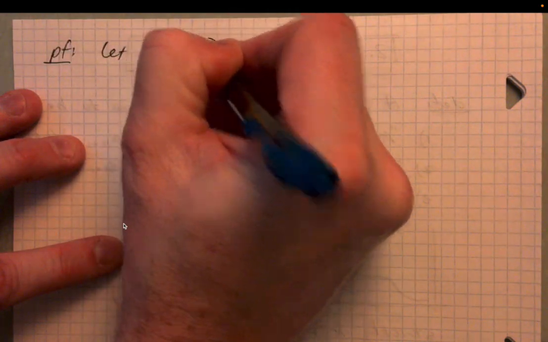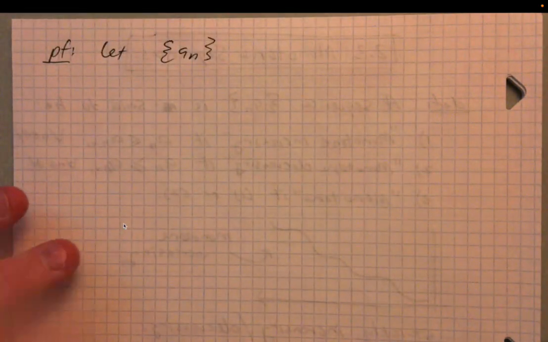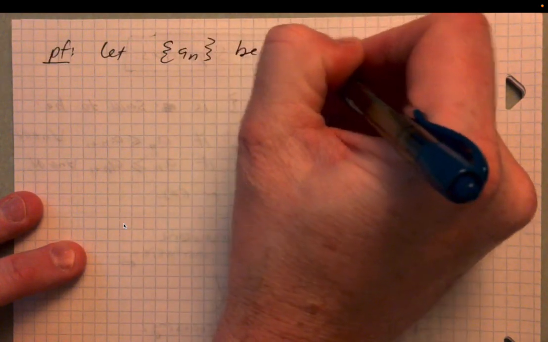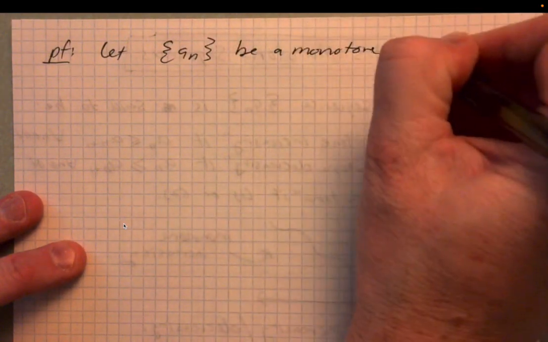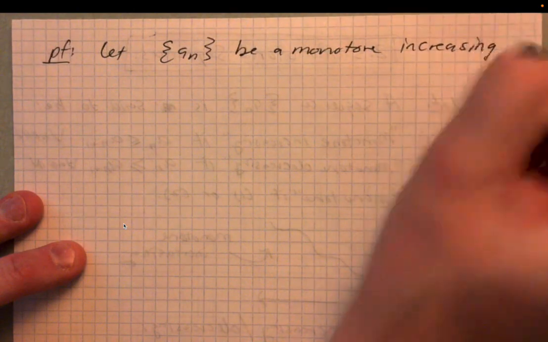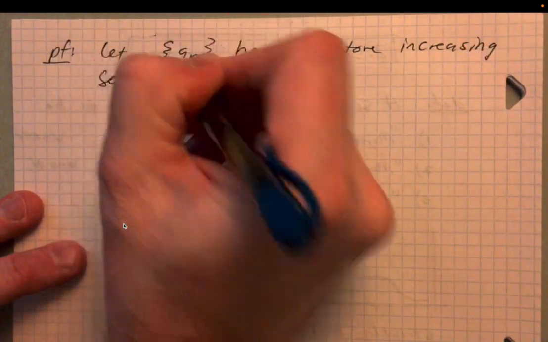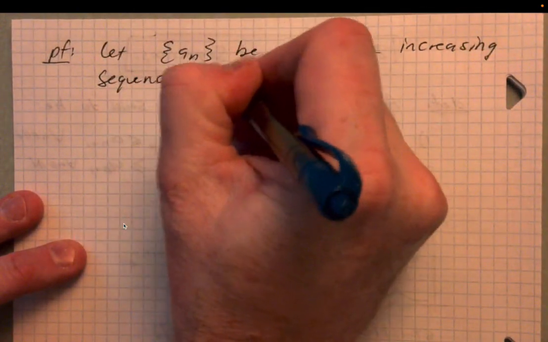Let's go ahead and prove this theorem. The picture is maybe intuitively helpful, but let's put some kind of rigorous argument around this. So let a sub n be a monotone increasing sequence that is bounded above.